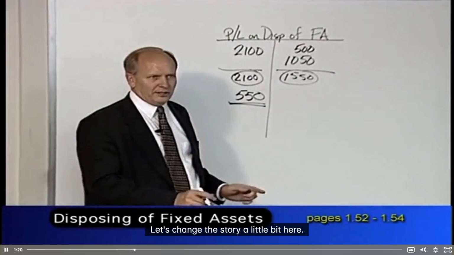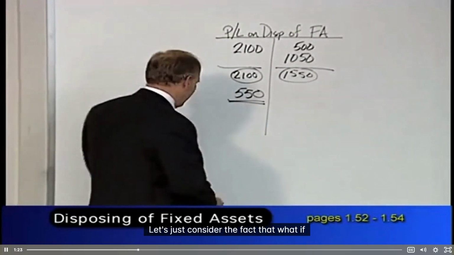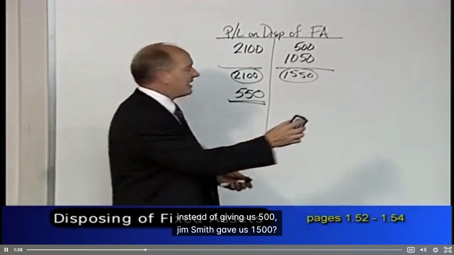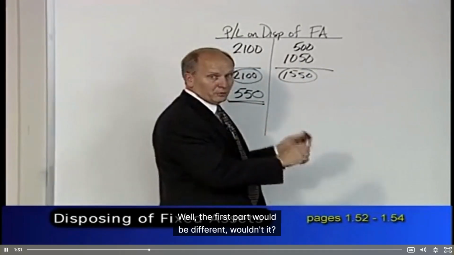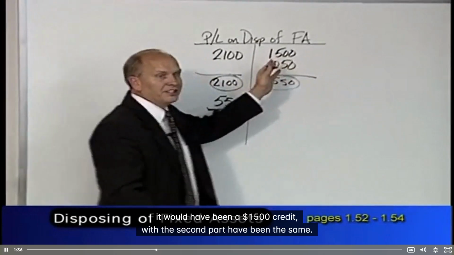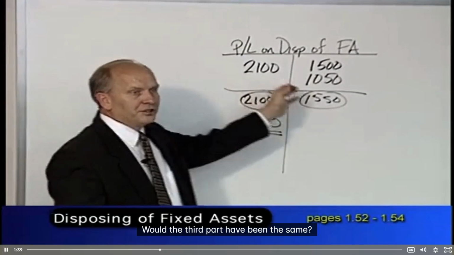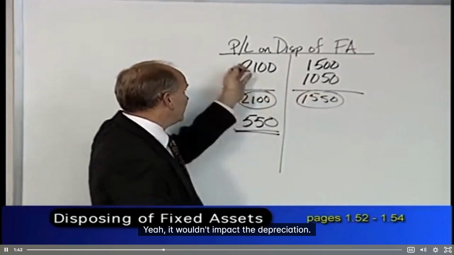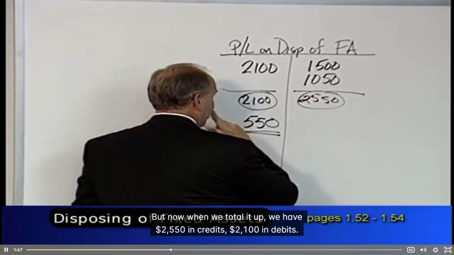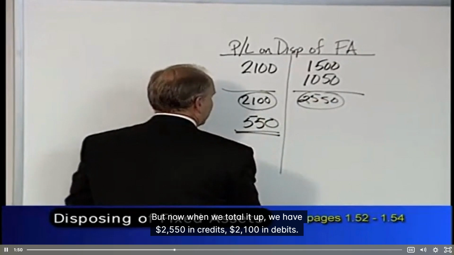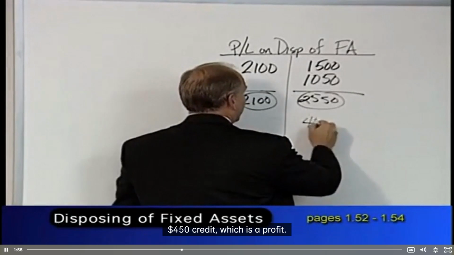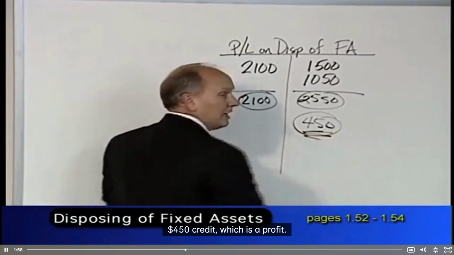Let's change the story a little bit here. Let's just consider the fact that what if instead of giving us 500, Jim Smith gave us 1,500? Well, the first part would be different, wouldn't it? Okay? Instead of 500, it would have been a $1,500 credit. Would the second part have been the same? Would the third part have been the same? Yeah, it wouldn't impact the depreciation, so those 2 parts would have been the same. But now when we total it up, we have $2,550 in credits, $2,100 in debits. So what's the result to our account now? $450 credit, which is a profit.